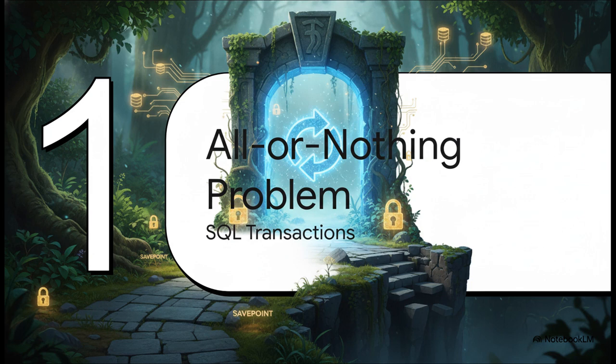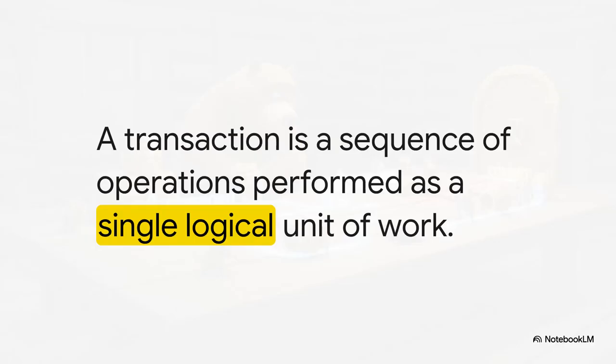Okay, so before we can really appreciate why Savepoints are such a game changer, we have to get on the same page about the absolute bedrock of database integrity, the transaction. The classic example is a bank transfer. Think about it. When you move money from savings to checking, it's actually 2 separate operations, right? One debit, one credit. A transaction wraps them up into one single package. This guarantees that either both things happen successfully, or if anything at all goes wrong, neither of them happens. I mean, you'd be pretty upset if the money left your savings but never actually made it to your checking.